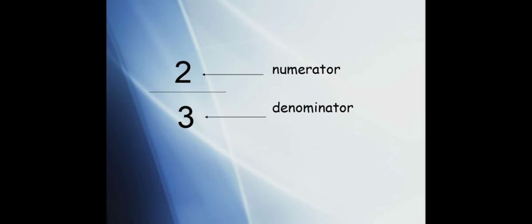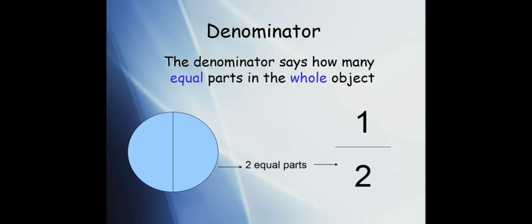So now let us understand the numerator and denominator. Basically, in a fraction the upper portion is known as the numerator and the lower portion is known as the denominator. The denominator says how many equal parts the whole object is divided into. Like the circle is divided into two parts, so the denominator is 2.